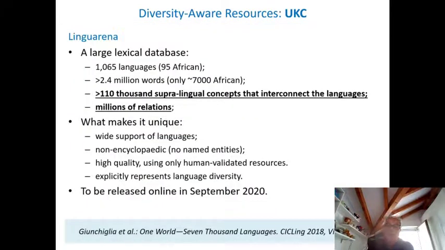So what is our major contribution? We support languages. By the way, we are not like BabelNet, where you integrate language and also entities. No, we don't do any of that. We just concentrate on language and then nouns, verbs, adjectives and adverbs. We really use high quality with the human in the loop. We don't do any automated population. We don't believe in that. And we explicitly represent language diversity. And the good news is that we're going to go online by 2020.